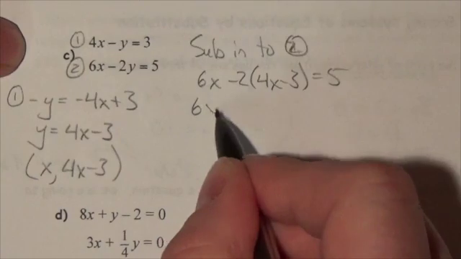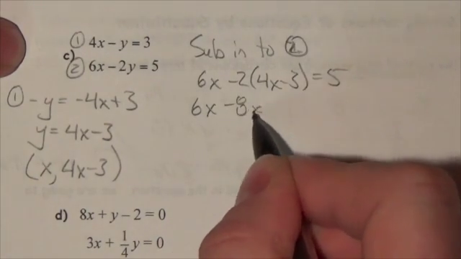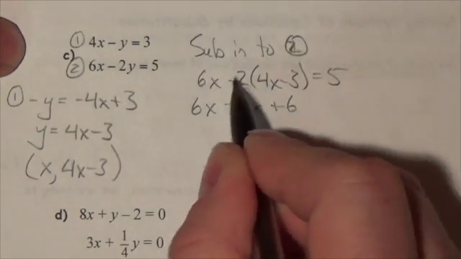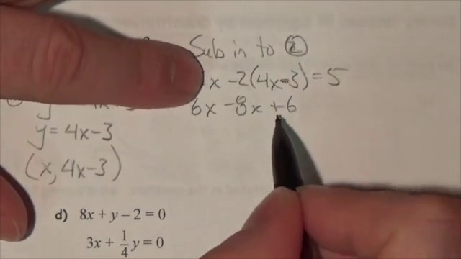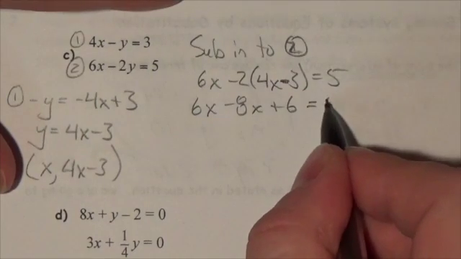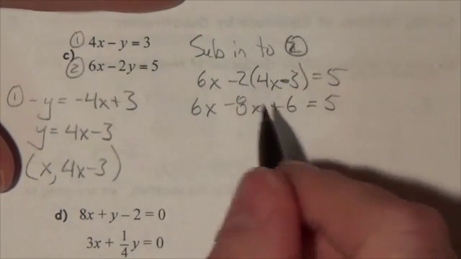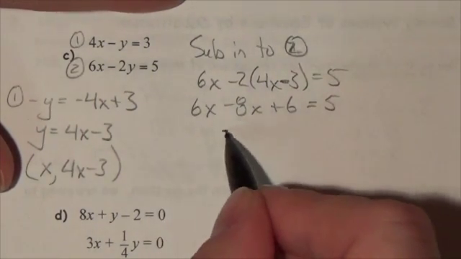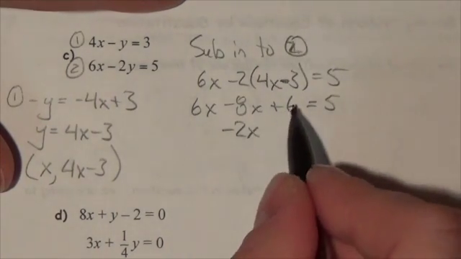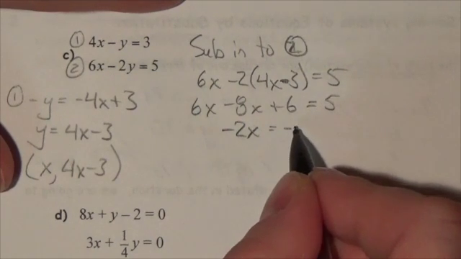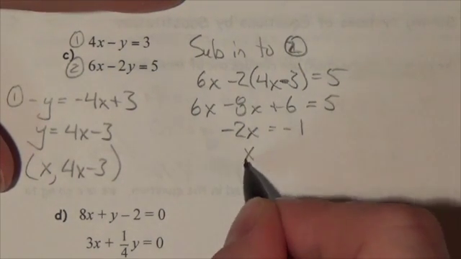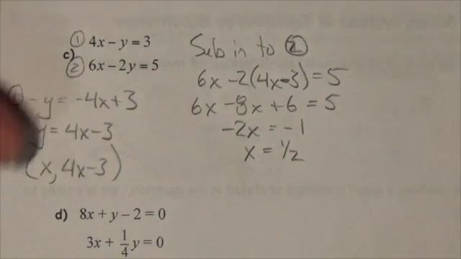So let's multiply that through. So it'll be negative 8x plus 6 when I distribute that through. Don't forget about the sign. Negative 2 times negative 3, that's positive 6, is equal to 5. Now I'm going to simplify. 6x minus 8x, negative 2x. Bring the 6 over, just subtract it. So 5 minus 6 will be negative 1. And so x is going to equal 1/2.